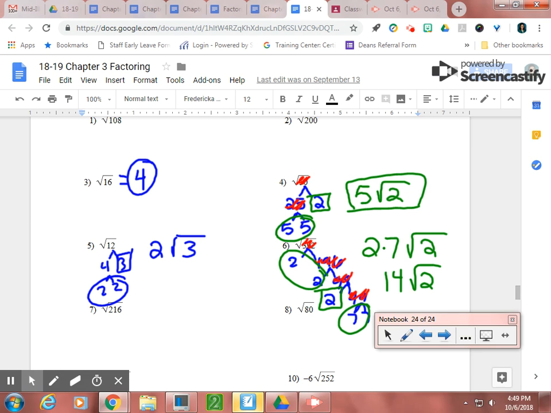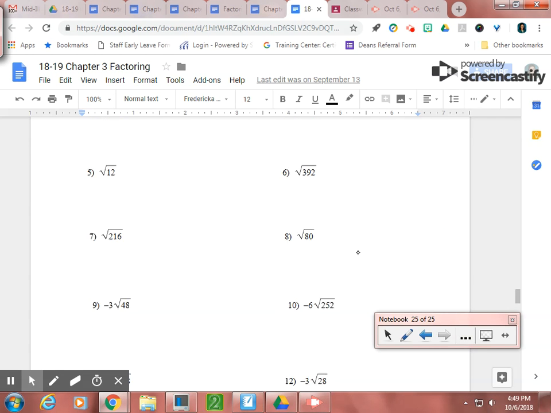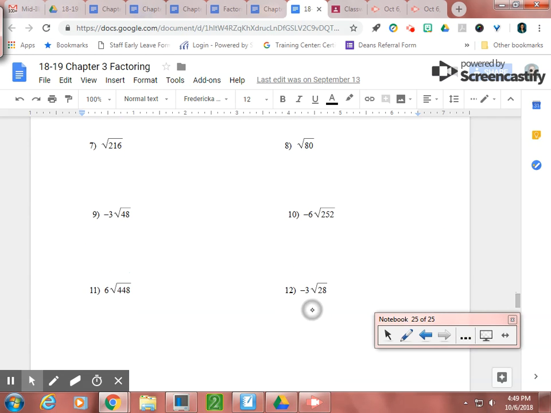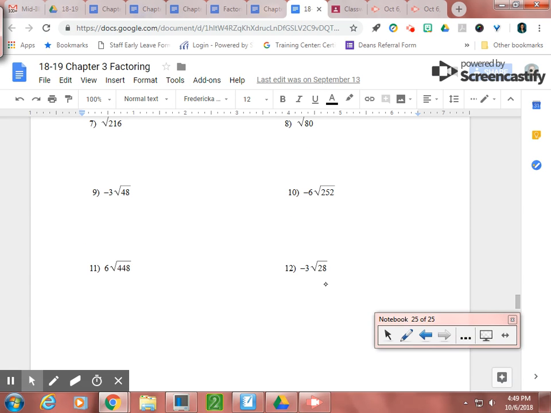Okay, I'm going to skip 7 and 8 because they're just the same type of thing. Let's look at 9 and 10. So the only difference is that this is already waiting outside. So you're still going to break down the 48 into 12 and 4, 4 and 3. So you could keep breaking this down if you wanted to. I could go 2 and 2, 2 and 2. If you really understand what you're doing, you realize that you could have just stopped with the 4s because you had a pair of 4s.